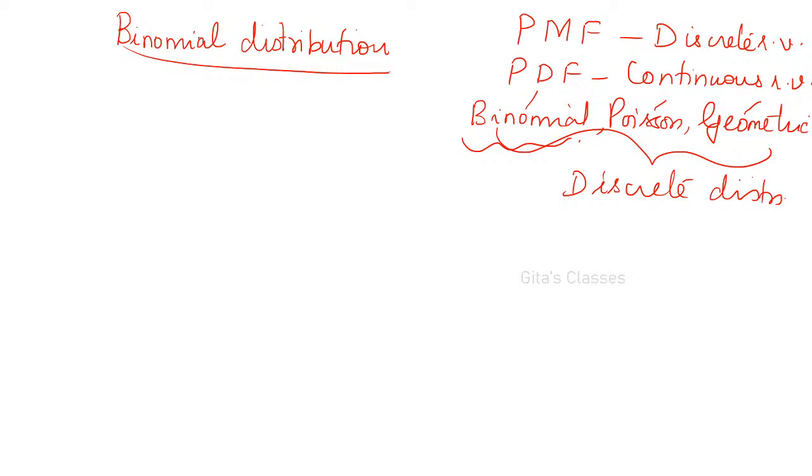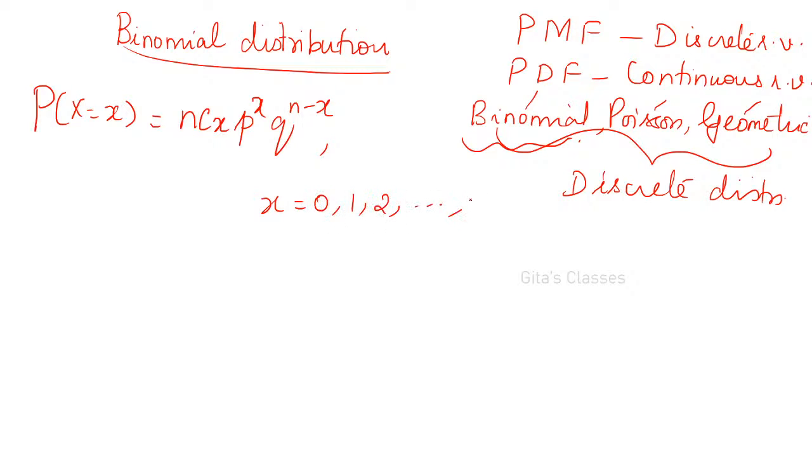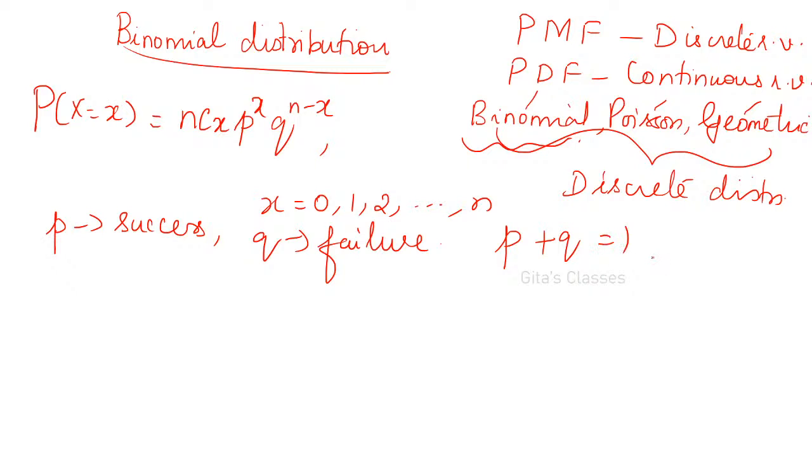So for the binomial distribution, the PMF is given by P of capital X equal to x is nCx p^x q^(n-x), where x can take the values 0, 1, 2, 3 because it is discrete, so in-between values cannot be assigned. Small p is generally taken as success and small q as failure, and only two outcomes are possible for every experiment, either yes or no.